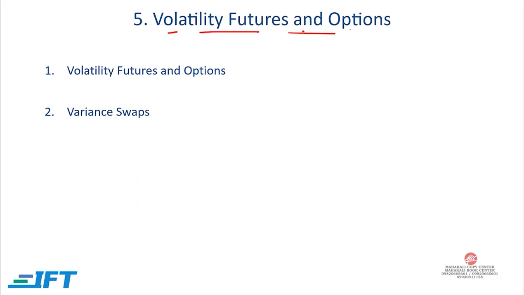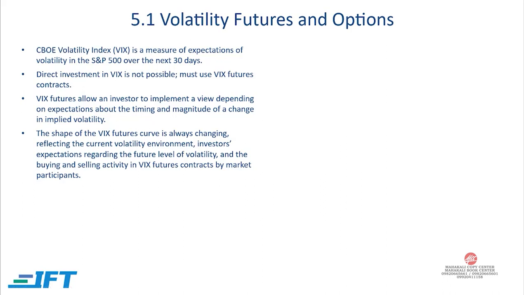derivatives on volatility. Here we will first talk about volatility futures and options, then we will move on to variance swaps. When talking about volatility futures and options, step 1 is to understand the CBOE volatility index or VIX. This is also called the fear index, and it is a measure of expectations of volatility in the S&P 500 over the next 30 days.